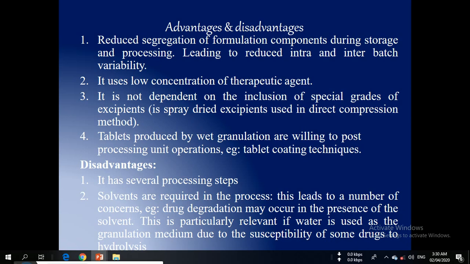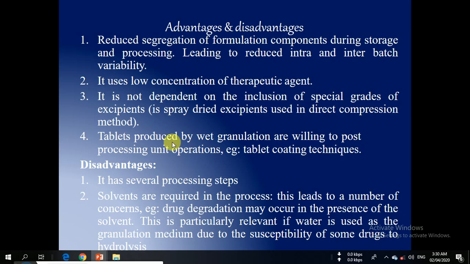The tablets produced by wet granulation are amenable to post processing unit operations, for example tablet coating techniques. So it plays a very key role there. It means that tablets produced by wet granulation are amenable to post processing. So further you can process them with unit operations, as we have discussed, such as tablet coating techniques.